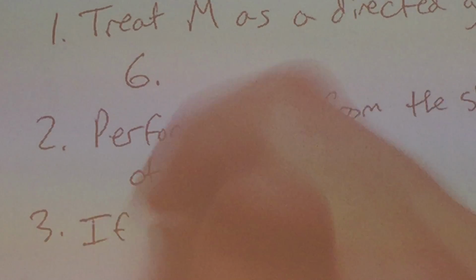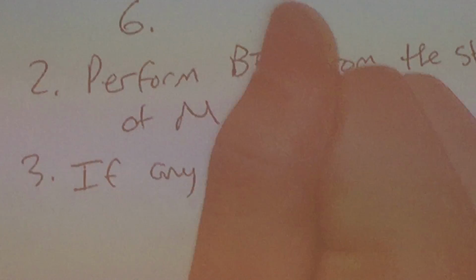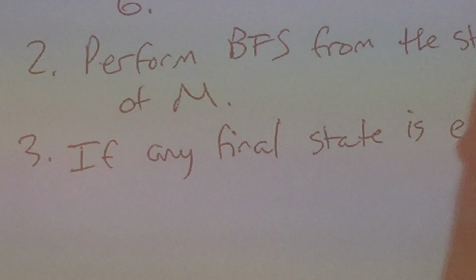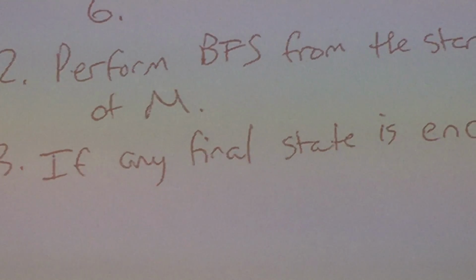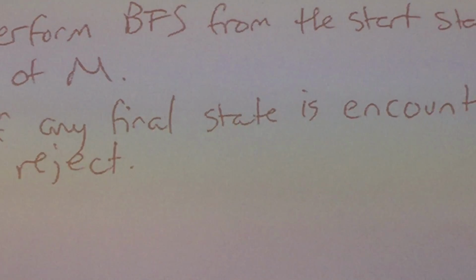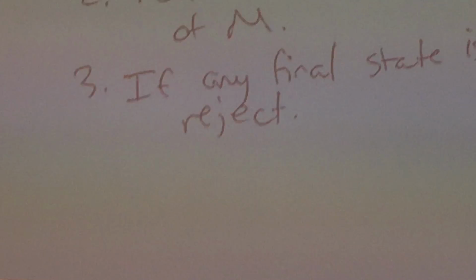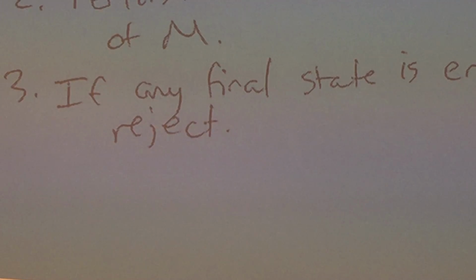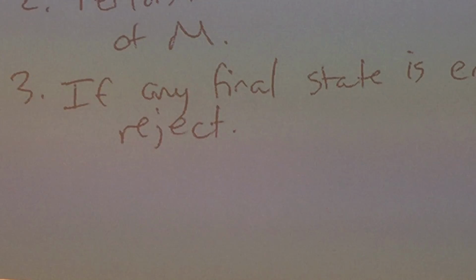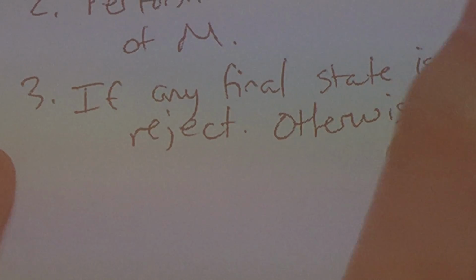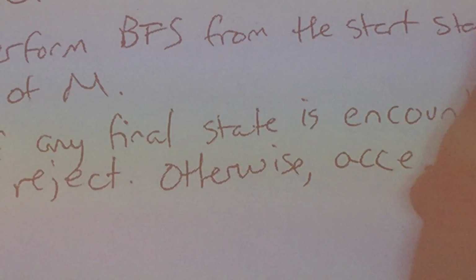If any final state is encountered, reject. So why do I say reject there? Because I hit a final state from the start. There was a way to get from the start state to a final state. And then otherwise, accept.